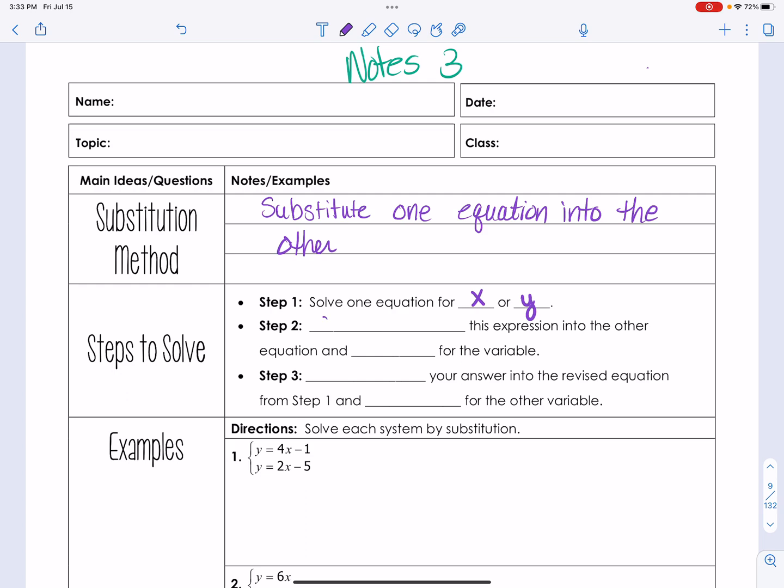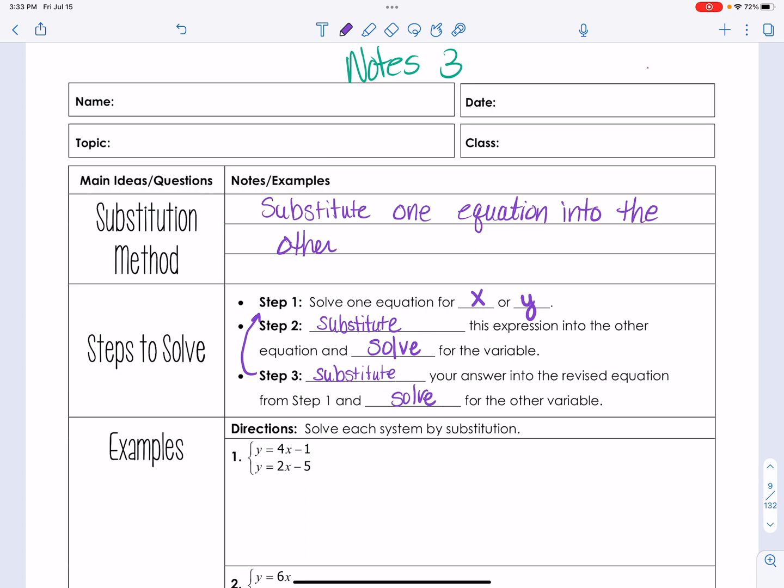Once you get that, you substitute this expression into the other equation, and you solve. And so you're going to get one of your answers. After you do that, you're going to substitute your answer back into either equation, and I just put it into the one that I solved. I put it back into this one, and then you're going to solve so you get the coordinate.